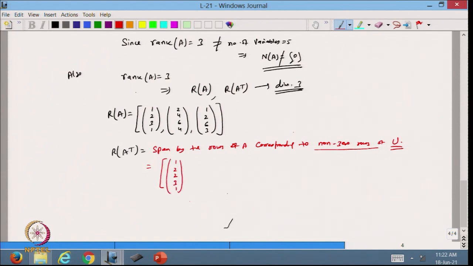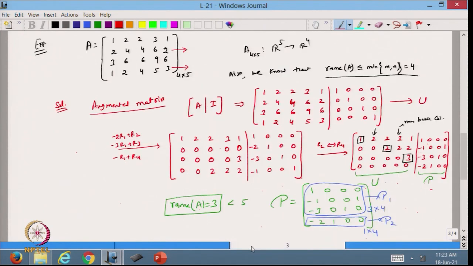I am just writing in the form of columns, or maybe you can also write as a row vector. So, spanned by 1, 2, 2, 3, 1, and the second one, I am leaving this one, so it will be 3, 6, 6, 9, 6, and 1, 2, 4, 5, 3. So, these are the corresponding vectors, the rows I have taken, because this is the 0 row, but it was coming at the second place. So, the second place row is this one, so that we have taken this one.